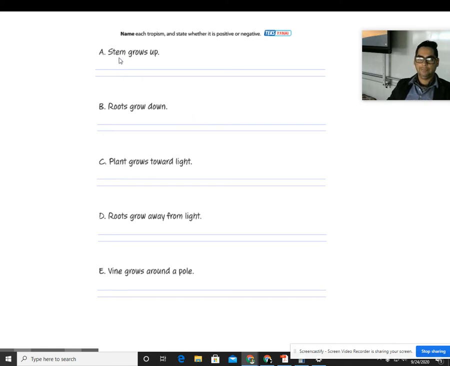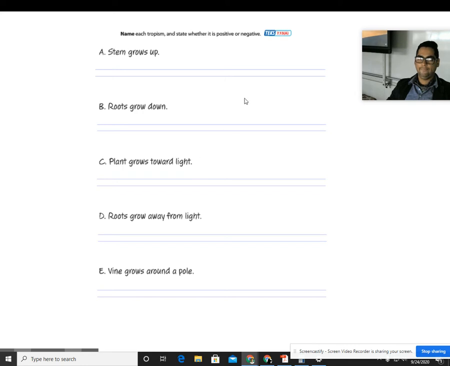All right, the stem growing up. What is that? That should be geotropism. Is it positive or negative? It is negative because it's going against gravity. Roots growing down. Again, geotropism. And is it positive or negative? It is positive because the roots are going towards gravity.